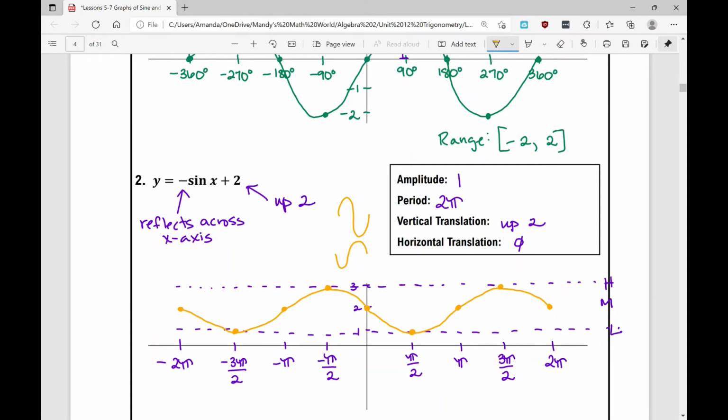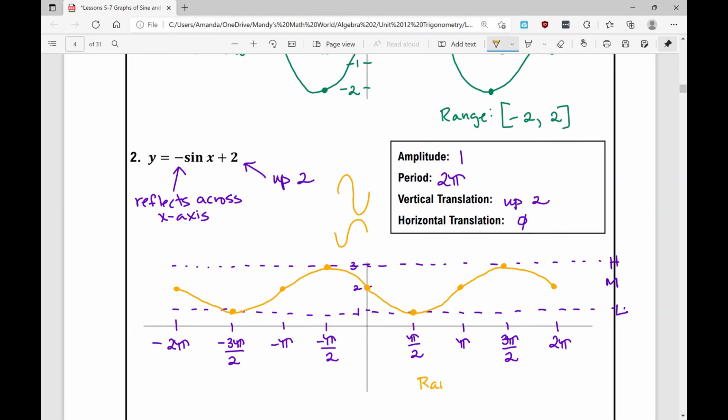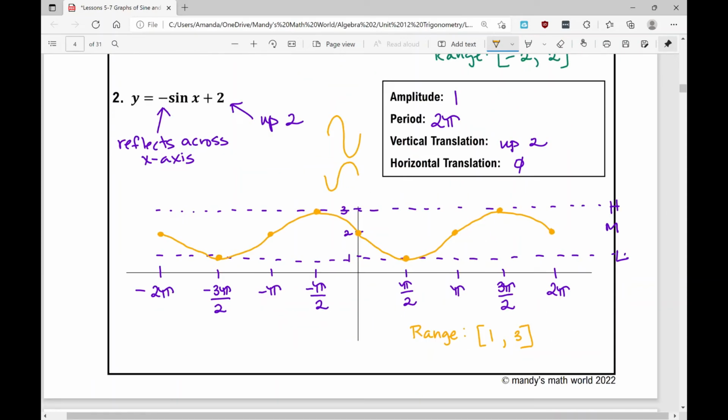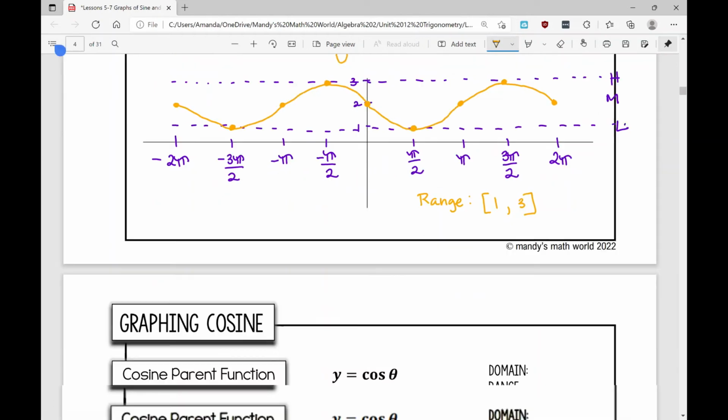So in this case, our range for this function has been changed, and it's no longer -1 to +1 because we shifted it up 2 units and we didn't change our amplitude. Our range is now from 1 to 3. So let's move on, and we're going to graph the cosine parent function.